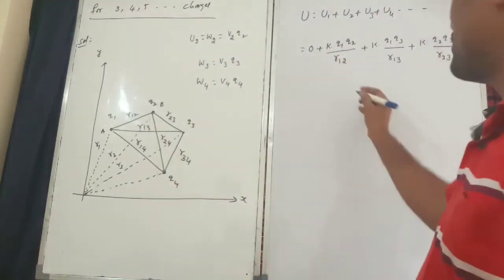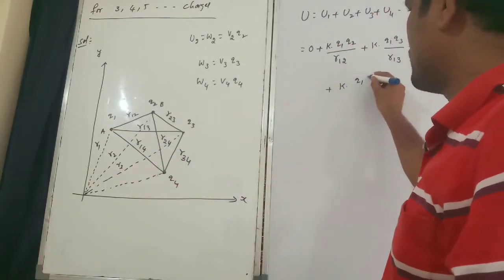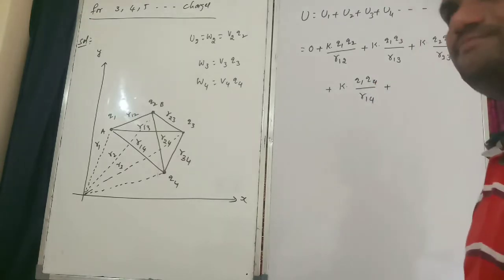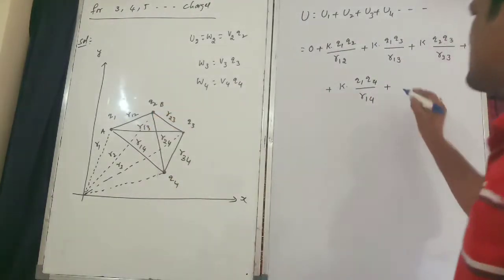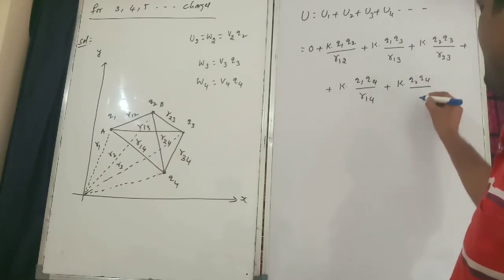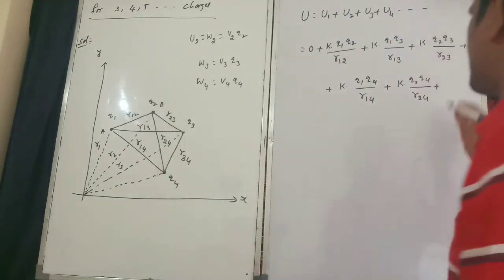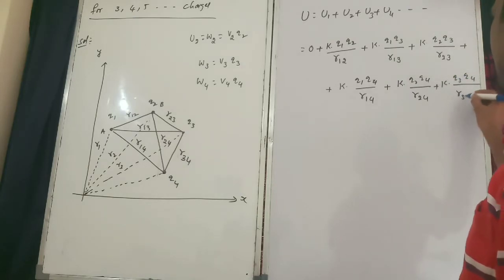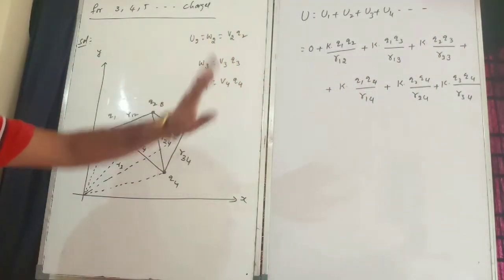So now on Q4, how many forces are there? First, with respect to Q1, K into Q1 Q4 divided by R14. So potential. Similarly, with respect to Q2 charge, K into Q2 Q4 divided by R24, plus with respect to Q3 charge, K into Q3 Q4 divided by R34. That's it. So this is for any number of charges in the absence of an external electric field.